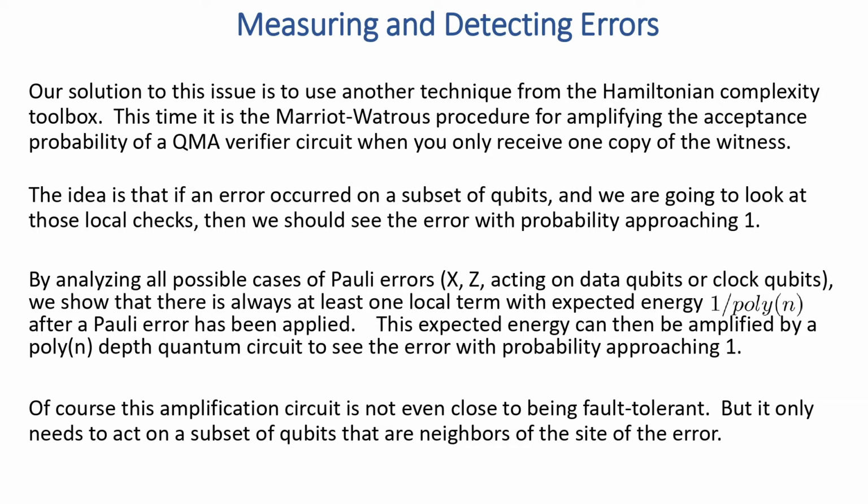We analyze all possible cases of Pauli errors acting on our system, and we show that there is always at least one local term, so actually strictly k-local term, with energy inverse polynomial in n after a Pauli error has been applied. And then this expected energy can be amplified by a polynomial depth quantum circuit to see the error with probability approaching 1. Okay, so that's a hint that local error detection is possible.